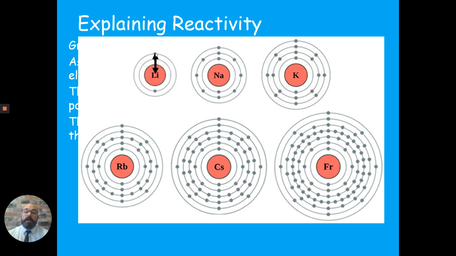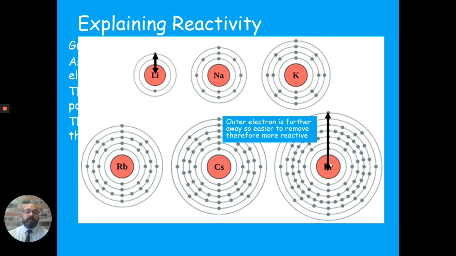So lithium is quite unreactive because that electron is held nice and strongly. And as we move down, it's a bit further away, held a bit weaker, weaker still. And when we get to francium, we can see that massive distance there from nucleus to outer electron. It's held much less strongly. So it's a very weak attraction, easier to break off, and therefore more reactive. So essentially the outer electron being further away makes it easier to remove, and therefore it's a more reactive element.